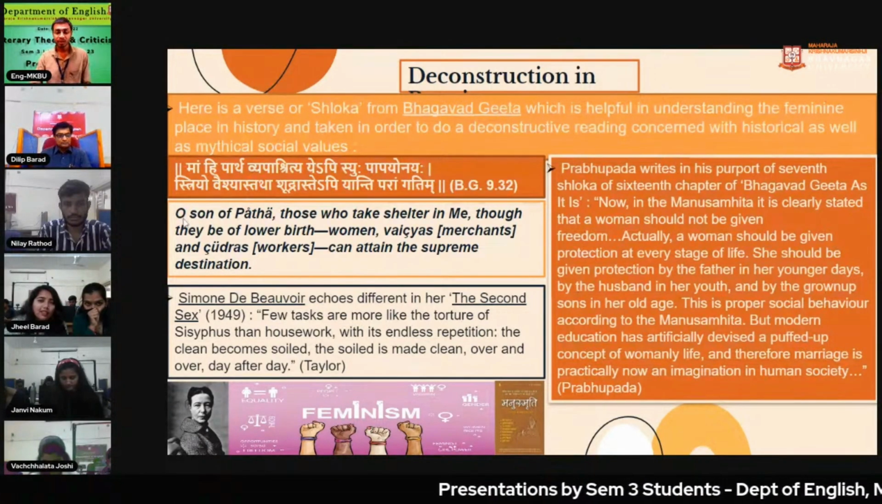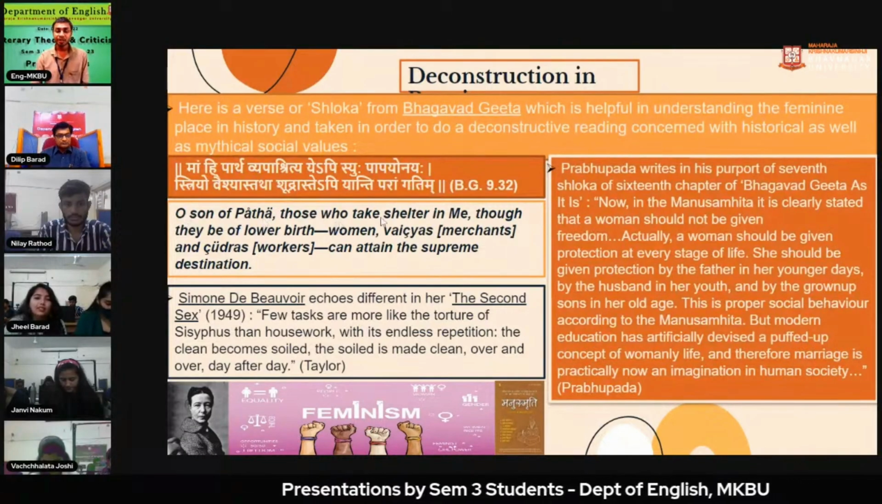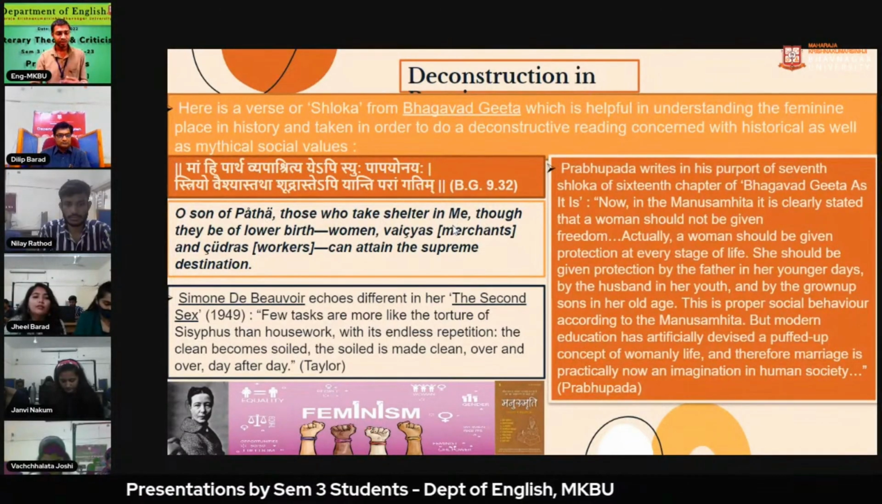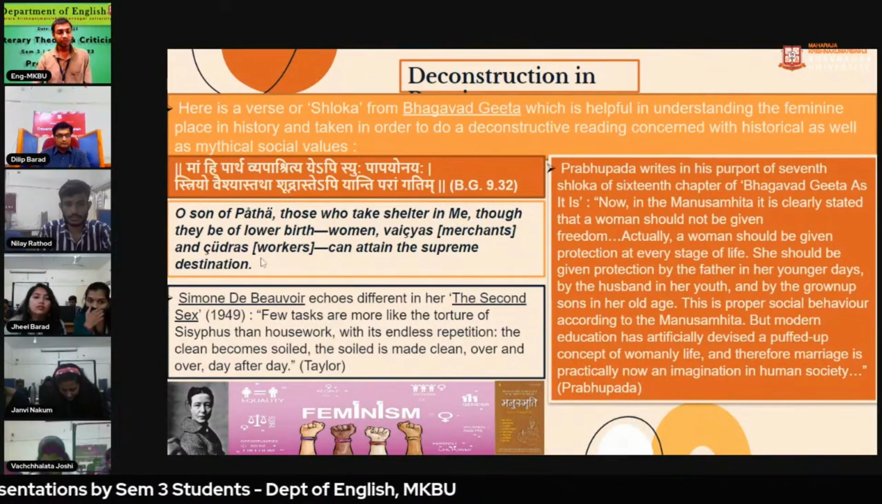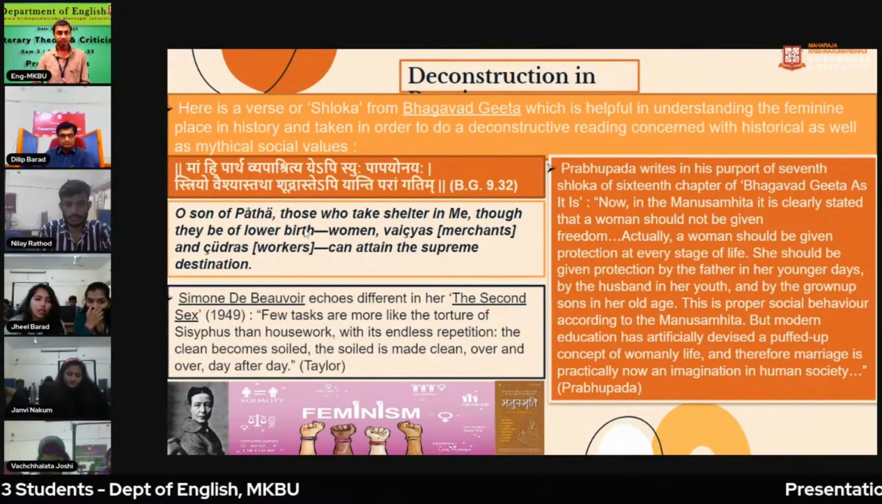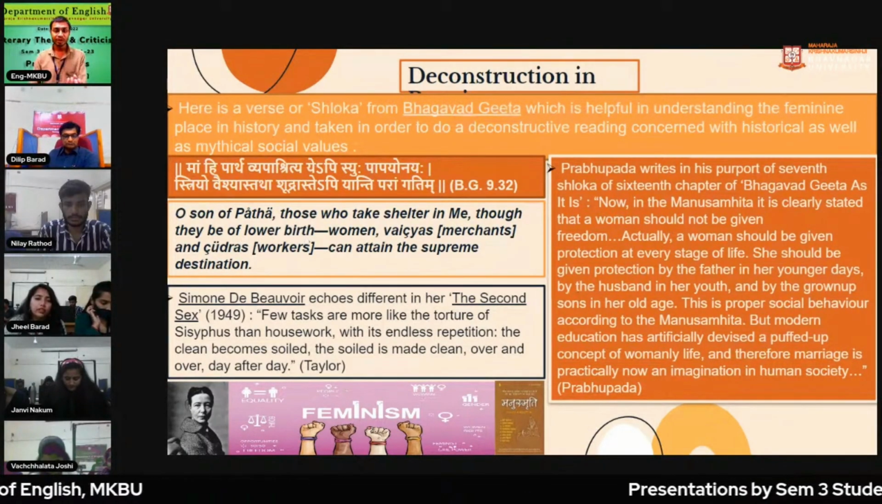The son of Pritha, that is Arjuna, those who take shelter in me, me here is Krishna, or he is referring to him as God, though they be of lower birth. Okay, so the lower birth is also coming here. So the hierarchy is coming here.